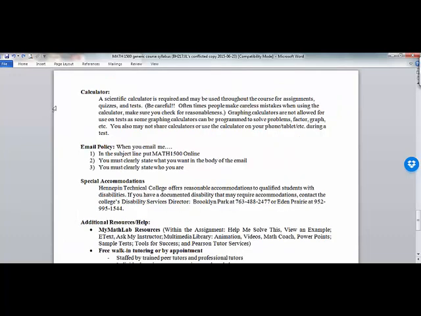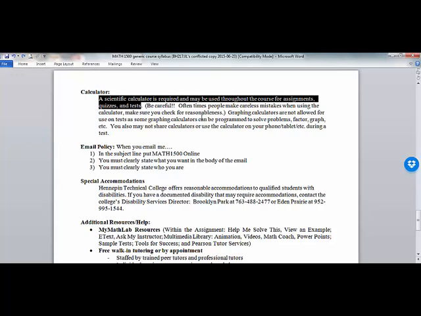As far as calculators go, a scientific calculator is required and may be used throughout the course for assignments, quizzes, and tests. But be careful. Oftentimes people make careless mistakes when using a calculator. Make sure you check for reasonableness. Graphing calculators are not allowed for use on tests, as some graphing calculators may be programmed to solve problems, factor, graph, etc.